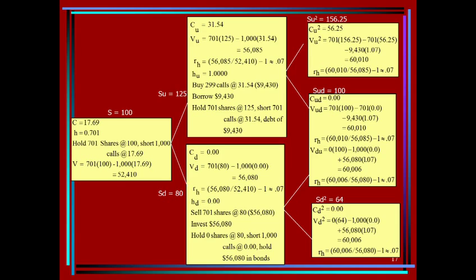Okay, so a couple of things you want to take away from this slide. You want to know where the numbers come from, which number to use. You need to be mindful that you have to rebalance your portfolio, meaning you have to recalculate your hedge ratio.